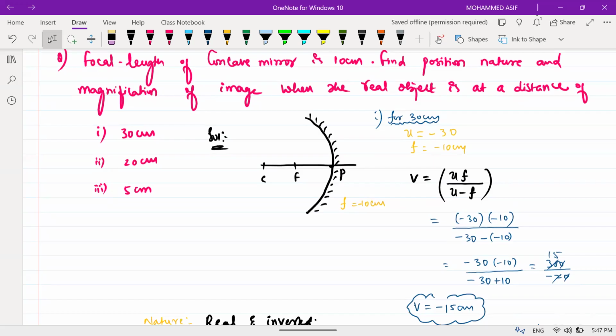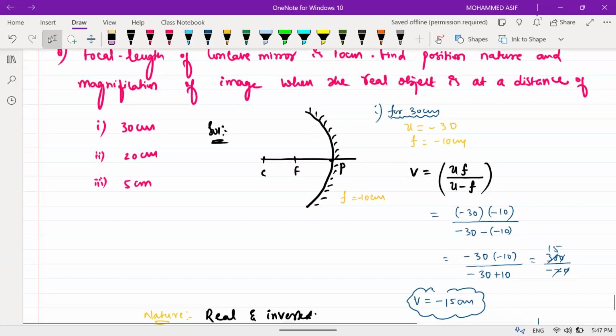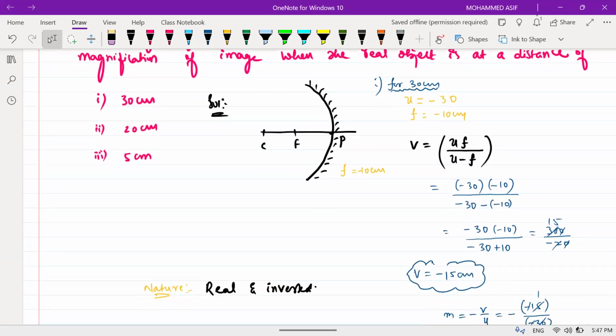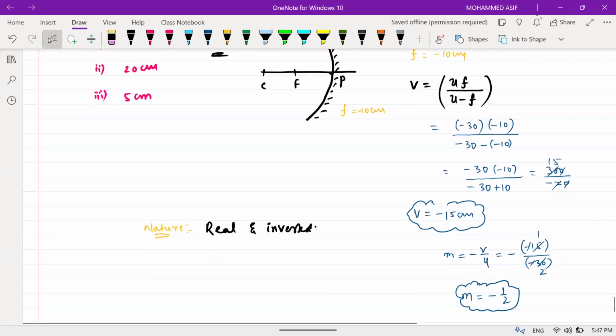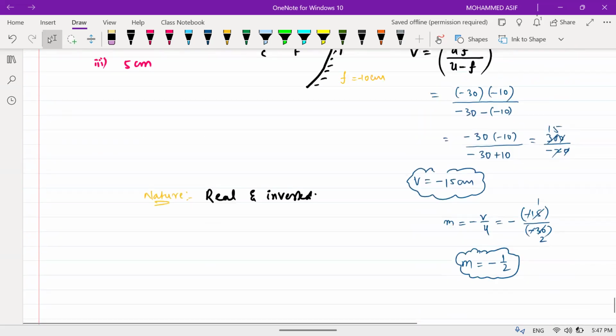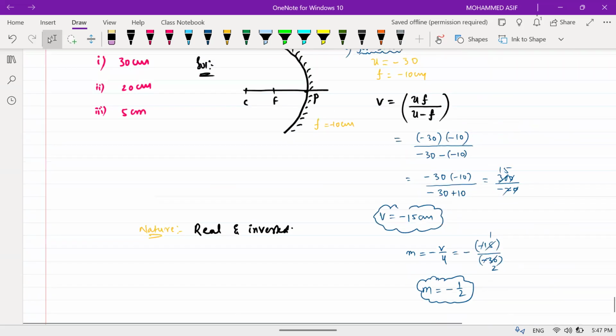Twenty and 5 centimeters, I'm waiting for you. 30 centimeter in this conjugation together. U is minus 30, F is minus 10. Second question: take U as minus 20 and F equal to minus 10, and calculate V and M and tell me the answer.